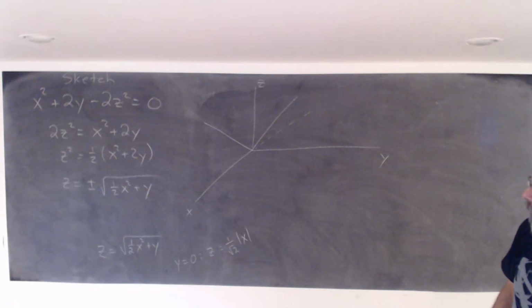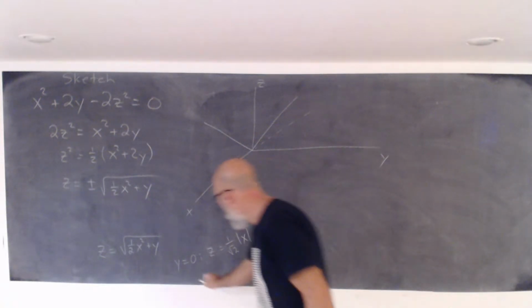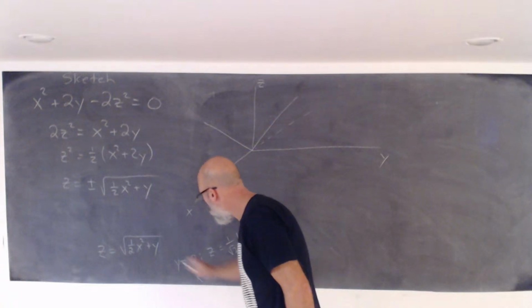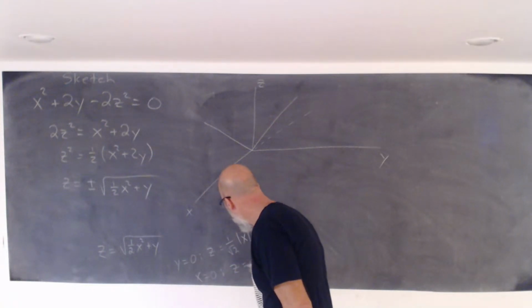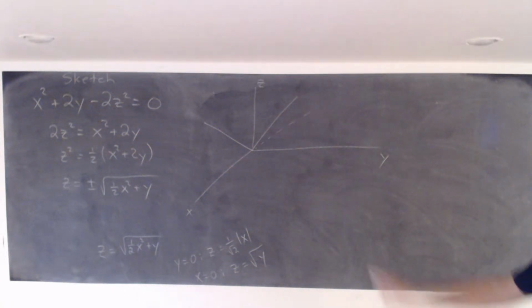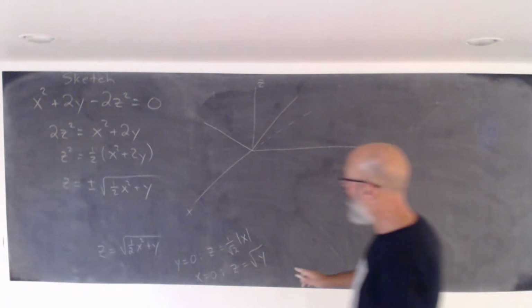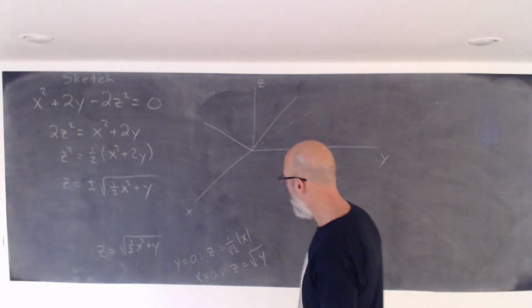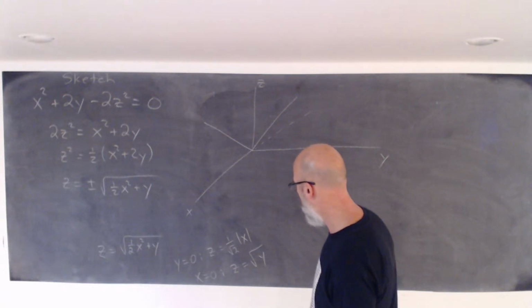And if x is 0, then you have z is the square root of y, which is only possible if y is positive.